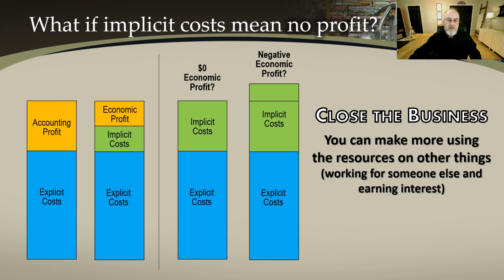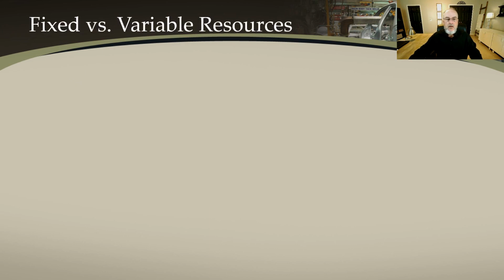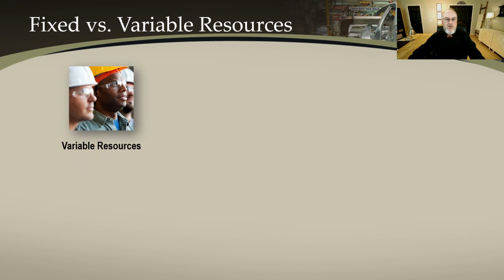So let's move on now and let's look at production. Let's look at production, producing things, making things, creating that value that you're going to sell to customers. Let's look at it in the short run. All right, so let's talk about our resources, the kinds of things that we're going to use to create that value for our customers. First of all, we have variable resources.